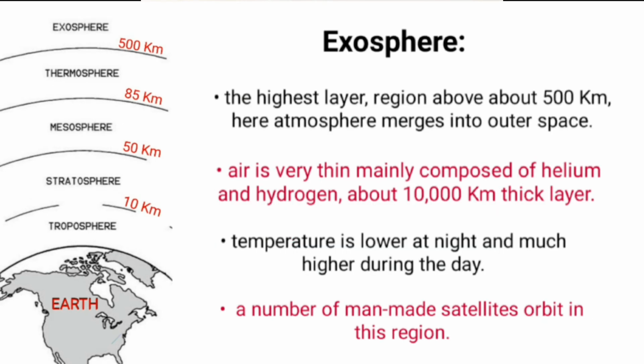Exosphere is the highest layer of atmosphere. Its region is above about 500 km. Here, atmosphere merges into the outer space. Air is very thin here and is mainly composed of helium and hydrogen. Exosphere is about 10,000 km thick and is the thickest layer of atmosphere. Here, the temperature is lower at night and much higher during the day. A number of man-made satellites orbit in this region.